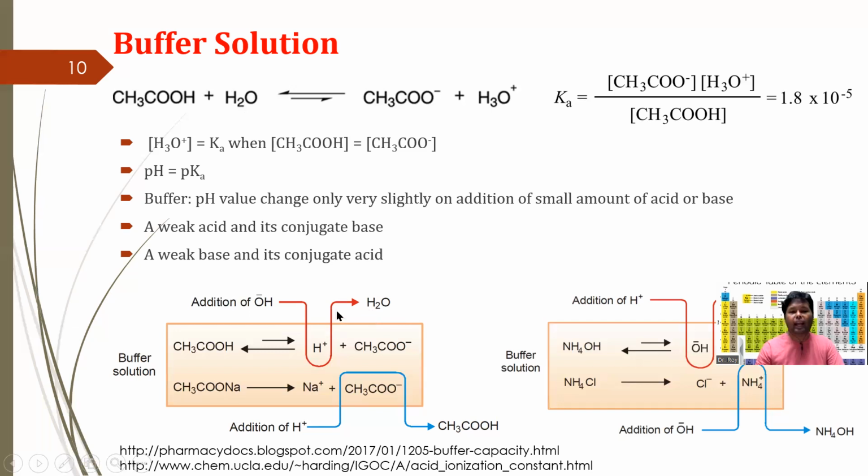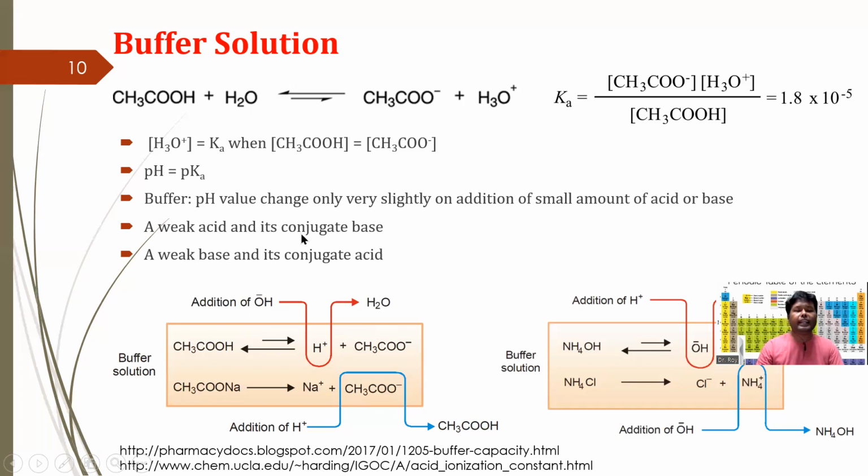Therefore, when we add a small amount of OH minus or a small amount of H plus to the buffer solution, the value of pH does not change significantly, or it changes very little. When we add a little bit more, the value of pH can change a little. However, normally if we add a small amount of acid or a small amount of base, the pH value of the buffer solution changes only very slightly.